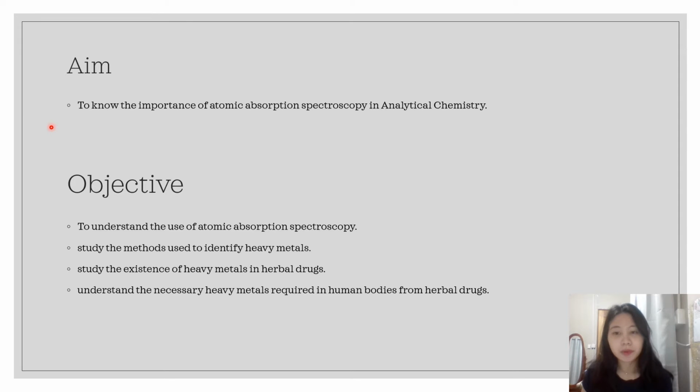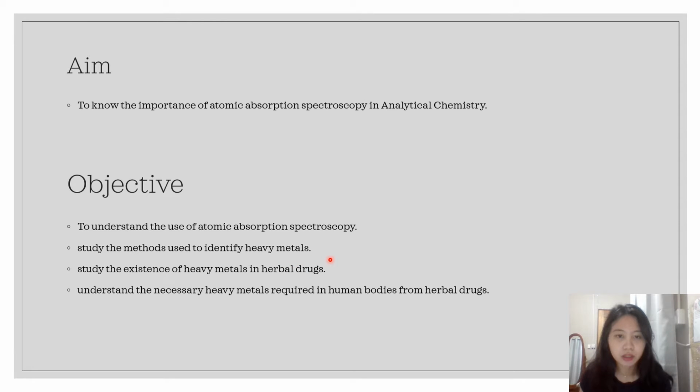The aim for this project is to know the importance of atomic absorption spectroscopy in analytical chemistry. So in this project, we are going to explain how to use atomic absorption spectroscopy. There are four objectives in order to achieve the aim, which are to understand the use of atomic absorption spectroscopy, to study the methods used to identify heavy metals.